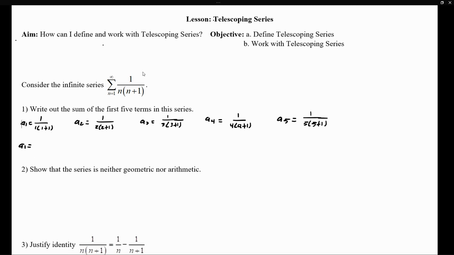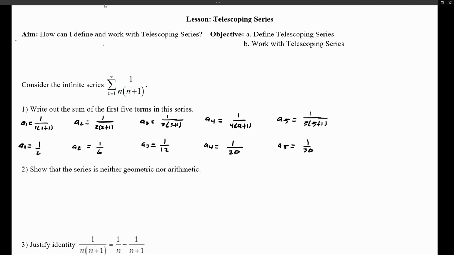So now this is equivalent to just 1/2. The second term, this is equivalent to just 1/6. The third term, this is equivalent to 1/12. The fourth term, this is equivalent to 1/20. And lastly, the fifth term, this is equivalent to 1/30.